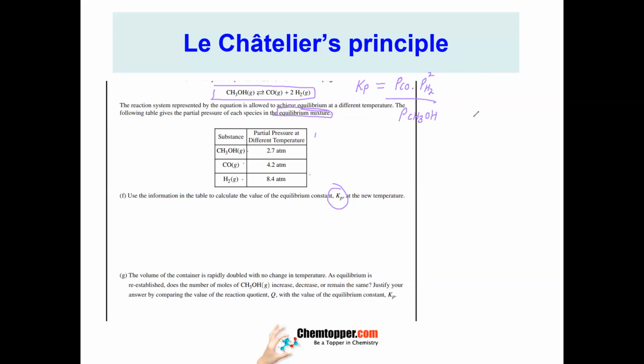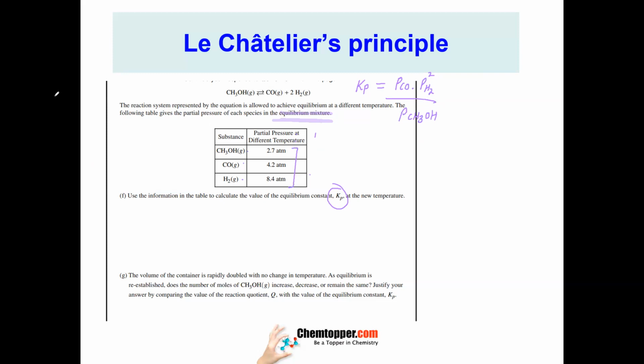This is your Kp expression, and these are the equilibrium pressures. How will I know these are equilibrium pressures? Read the question carefully. They are saying it's an equilibrium mixture. If they are not saying equilibrium mixture, then it is Q, not K. But right now they have clearly indicated that it's an equilibrium mixture, so I can plug in the values.